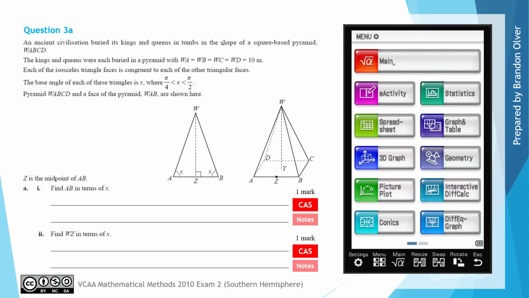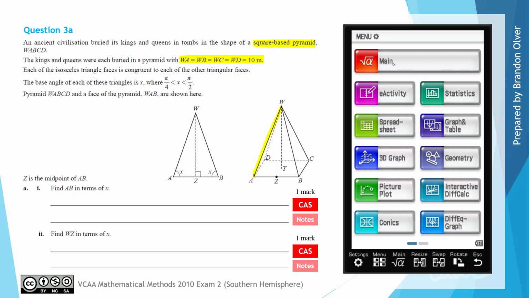So for question 3, the introductory information says, an ancient civilization buried its kings and queens in tombs in the shape of a square-based pyramid. And for this particular example, it's labelled as W, A, B, C, D. So that's each of the vertices on that pyramid. The kings and queens were buried in a pyramid with WA equaling WB equaling WC equaling WD, all being 10 metres. So for example, WA is this length here, and that would be 10 metres.